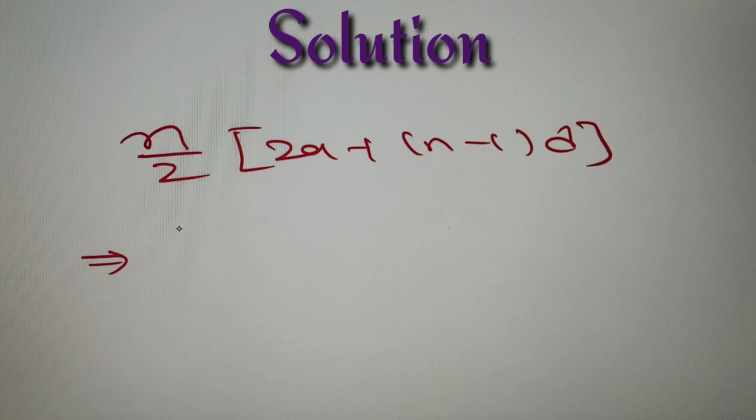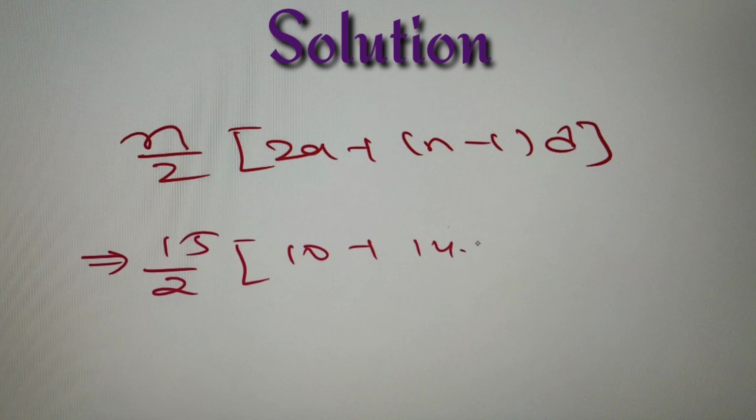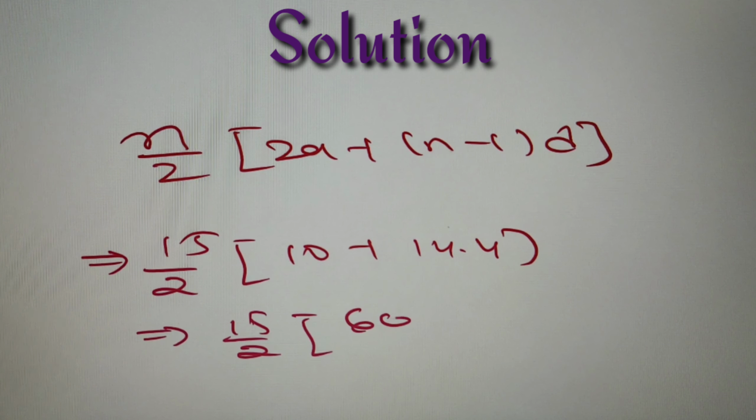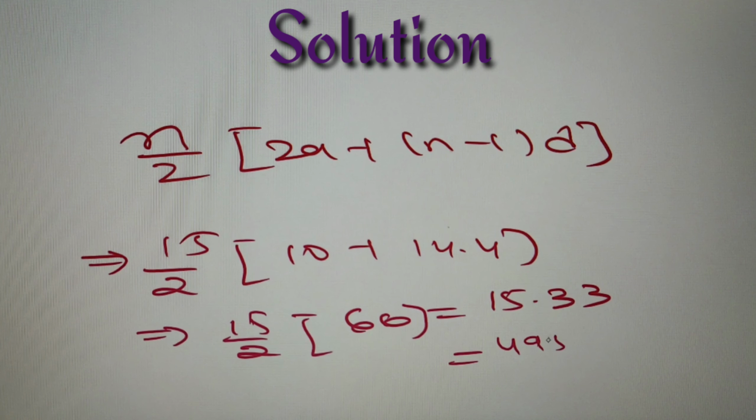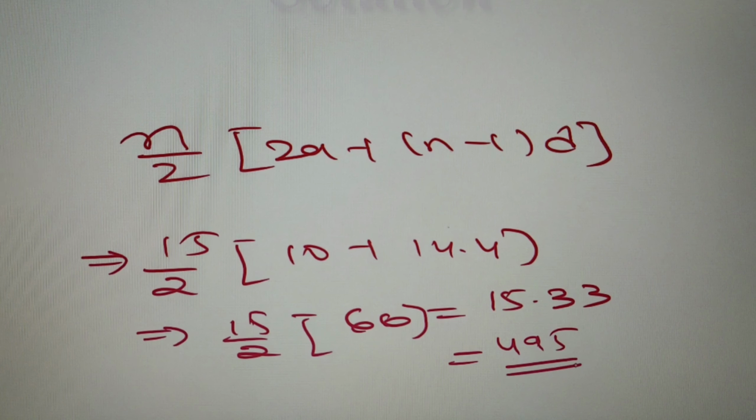So according to our given information, n is equal to 15, a is equal to 5, and d is equal to 4. So we'll get 15 by 2 into 10 plus 14 into 4. Now it is equivalent as 15 by 2 into 10 plus 56, which is equal to 66. And we'll finally get our answer as 15 into 33, and upon calculation this value comes as 495. So the sum of first 15 terms of our series is equal to 495.